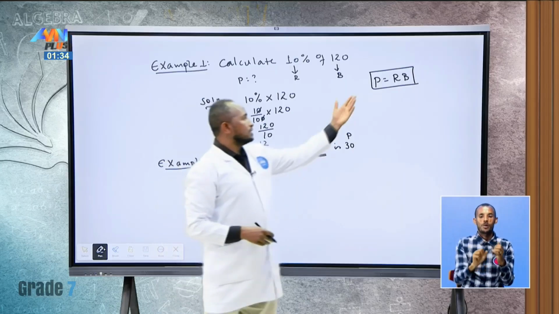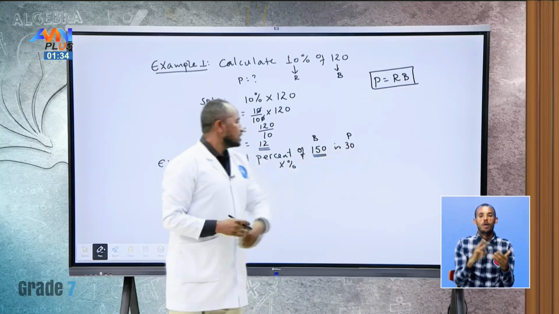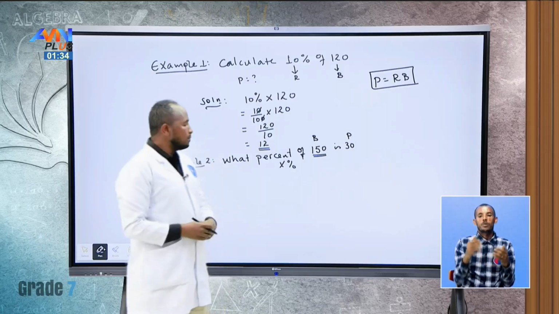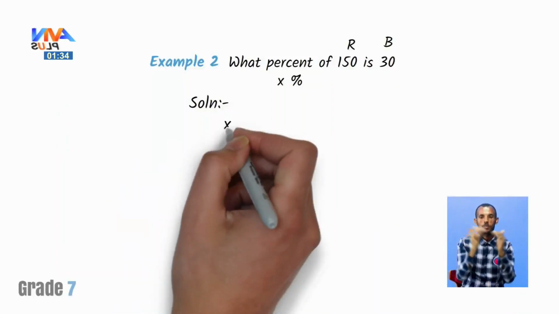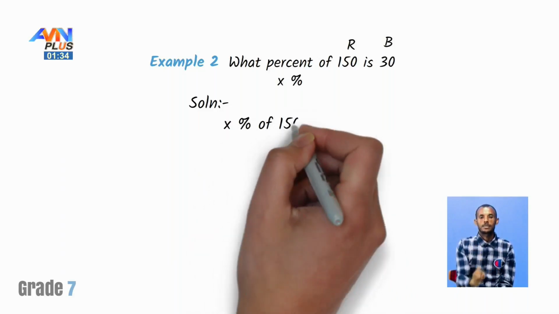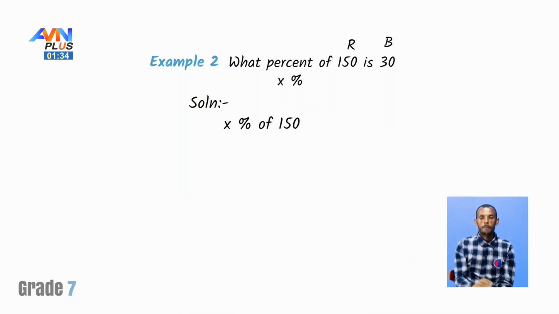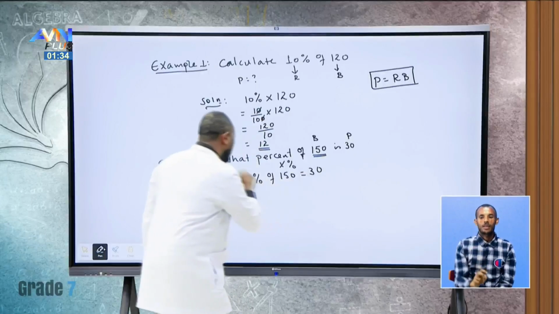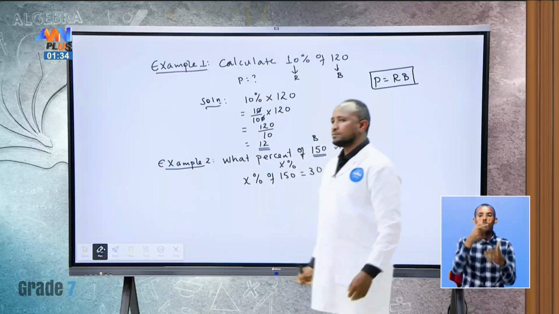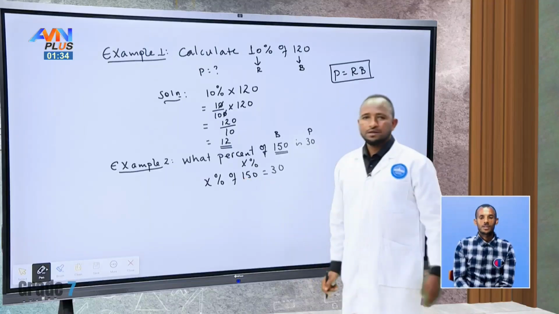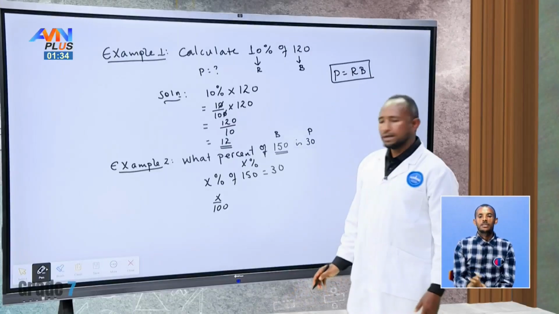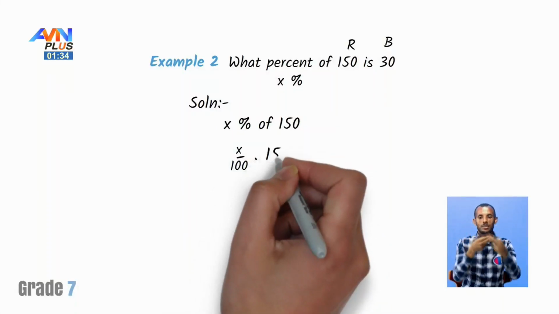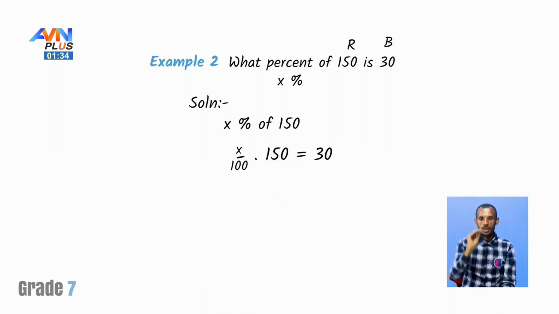And then we can apply this, but simply we can convert this into an equation. So x percent of 150 gives us 30. What's x? Of means times, therefore here it is x over 100. X percent means x over 100 times 150 gives us 30.